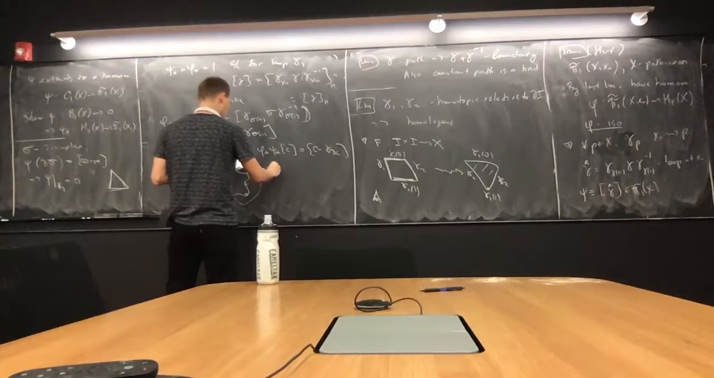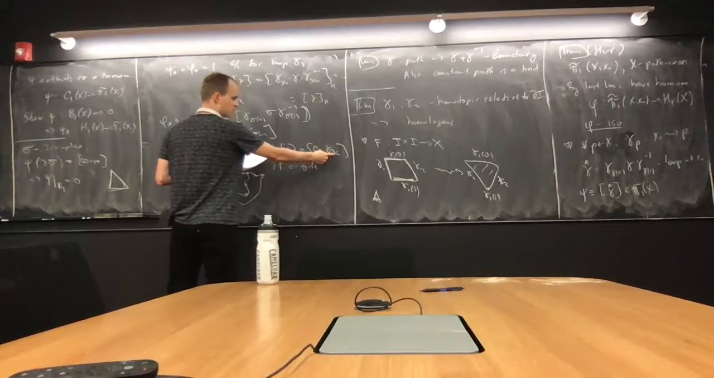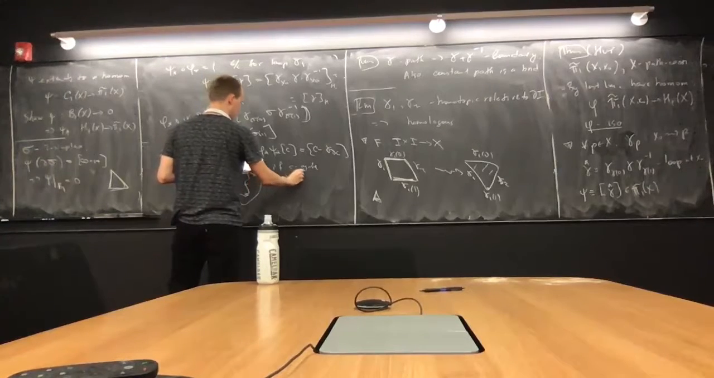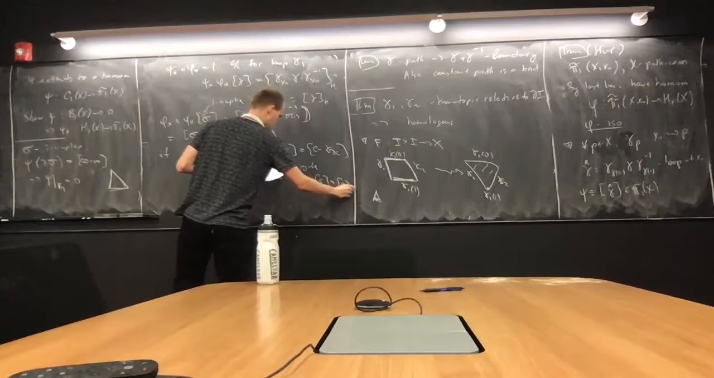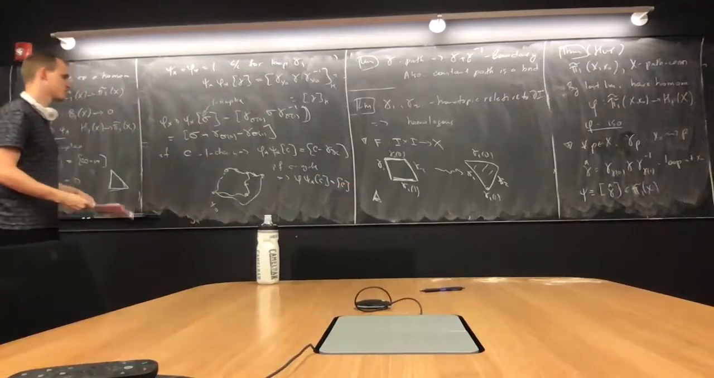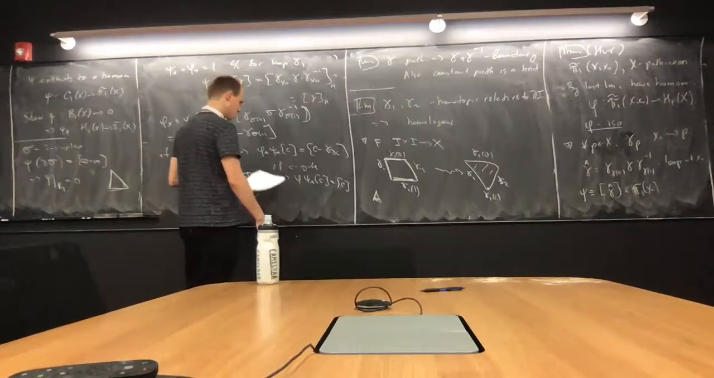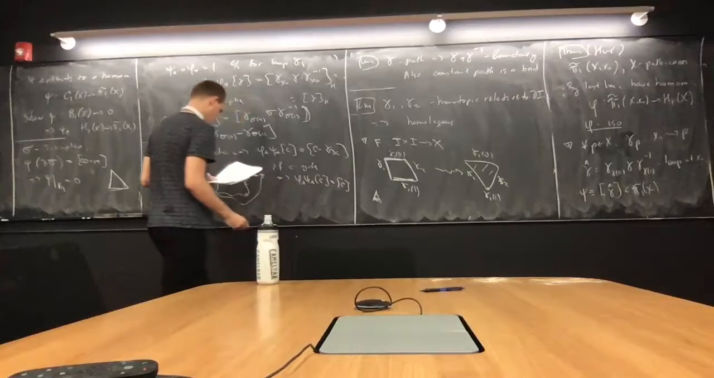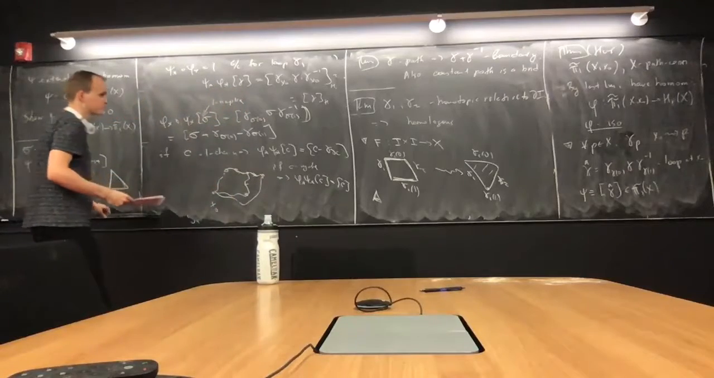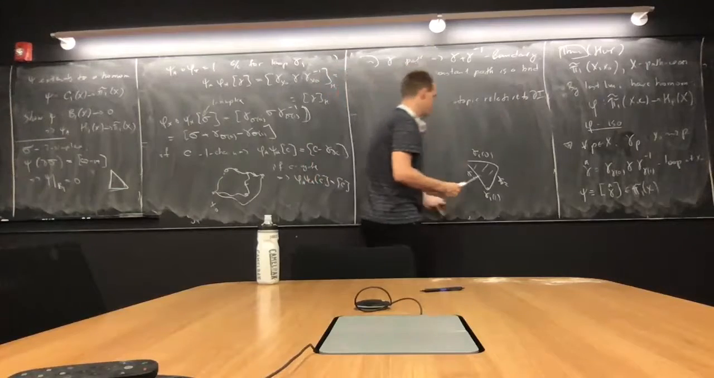But obviously, if C is a cycle, then dC is 0, and this is just C itself. So therefore, on cycles and on homology, this is identity. And that proves the theorem. Okay. Any questions?